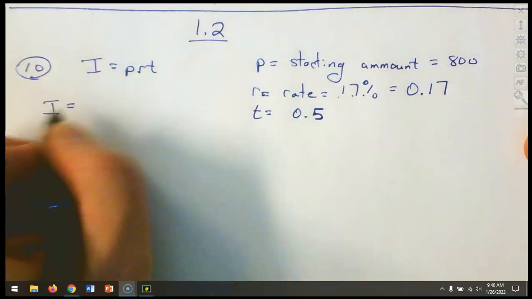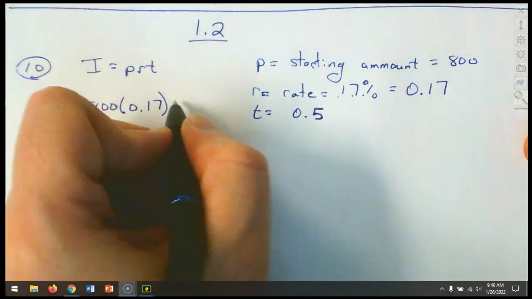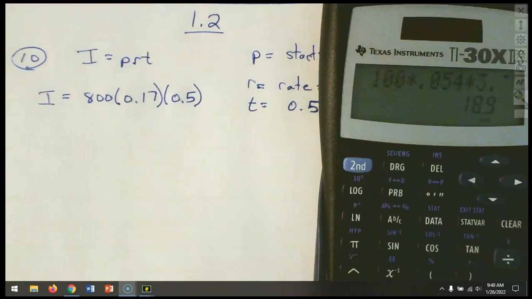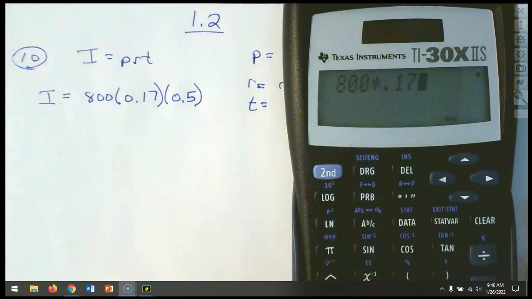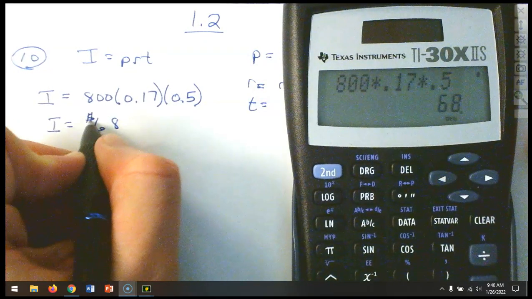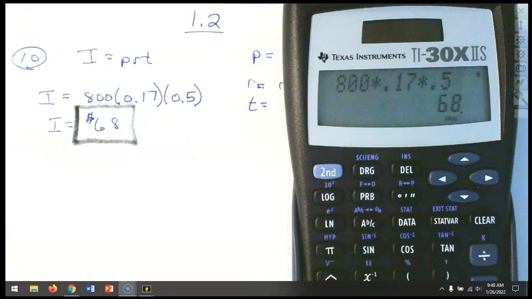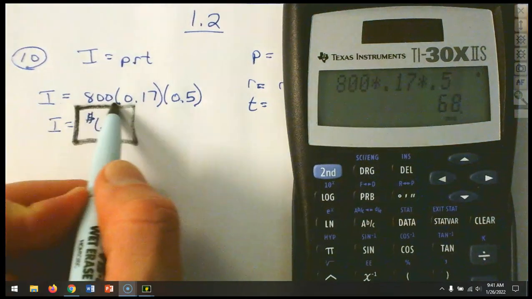We don't know the I, that's the unknown component. So put everything together. And then we simply just multiply across. All right, so we've got 800 times 0.17 times 0.5, and that's going to give you now $68. And so we owe $68 in interest. And that's what we want. We don't have to find the total amount because it just wants the interest.